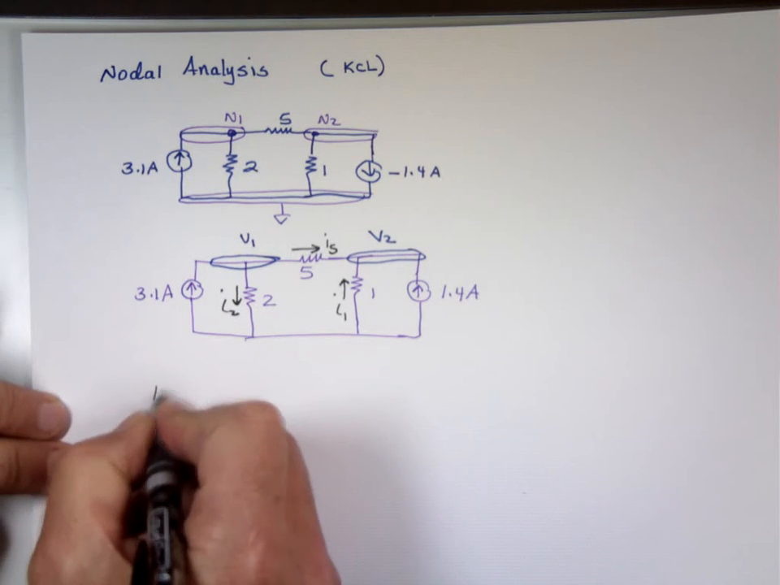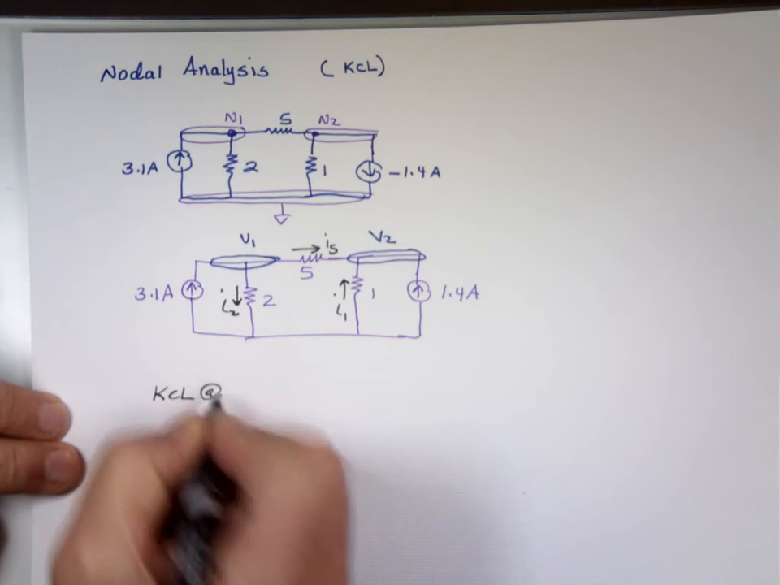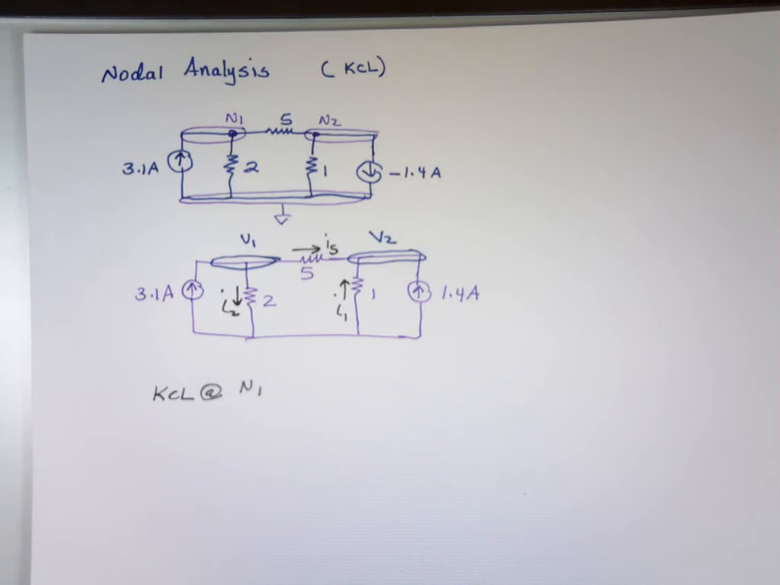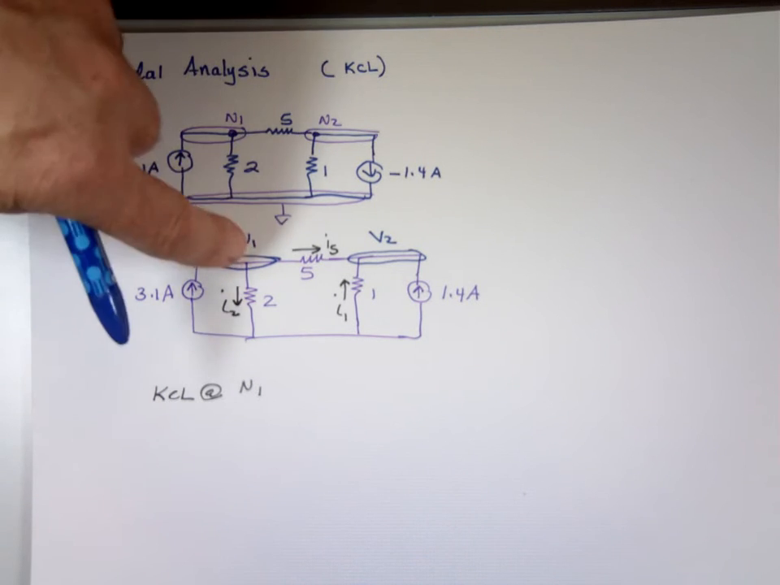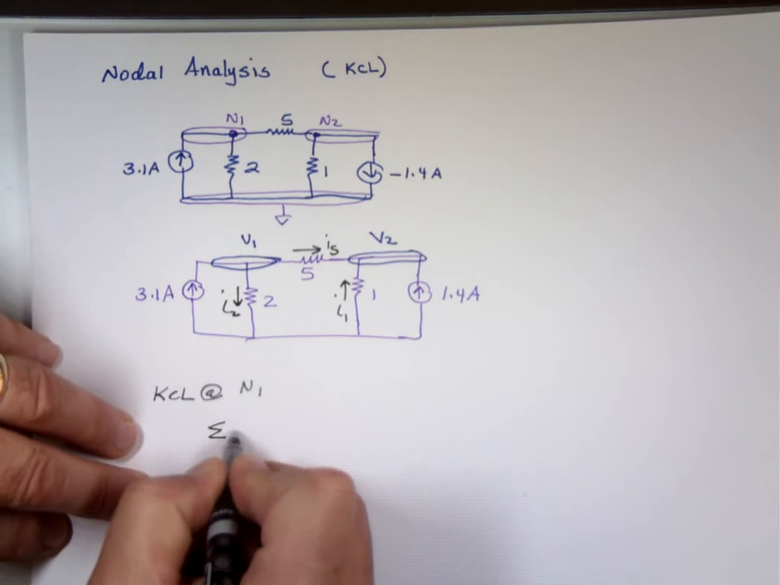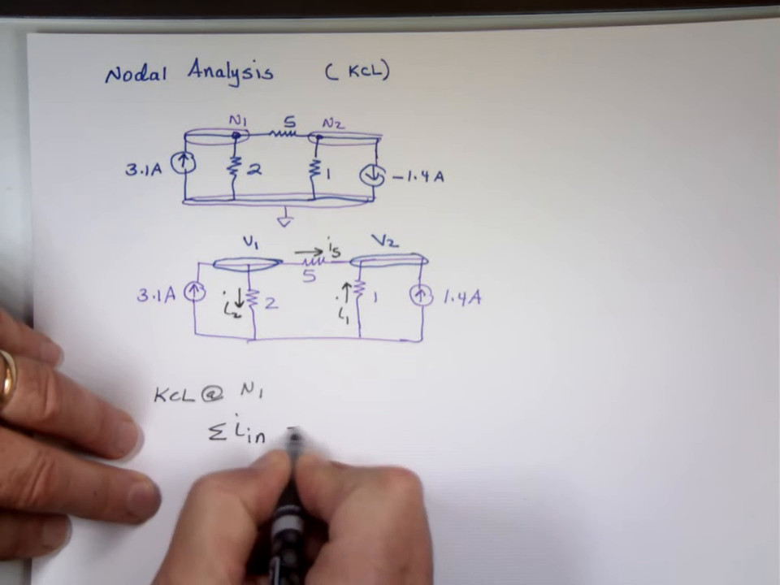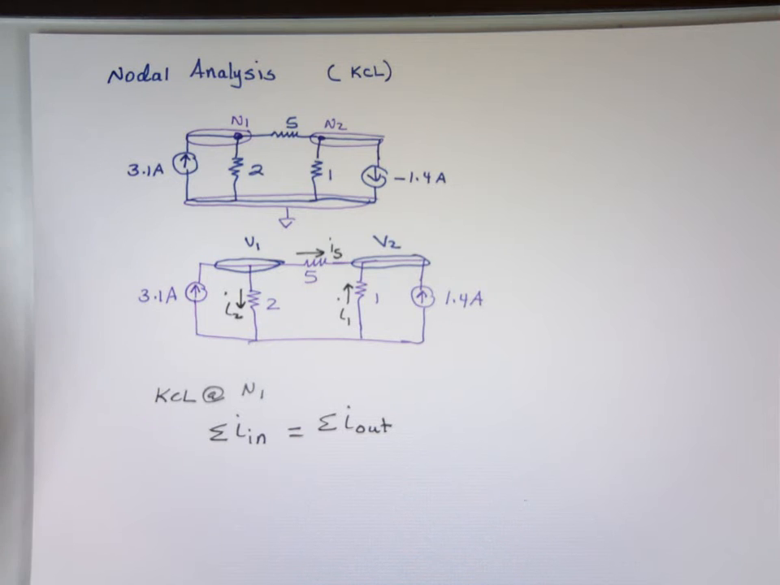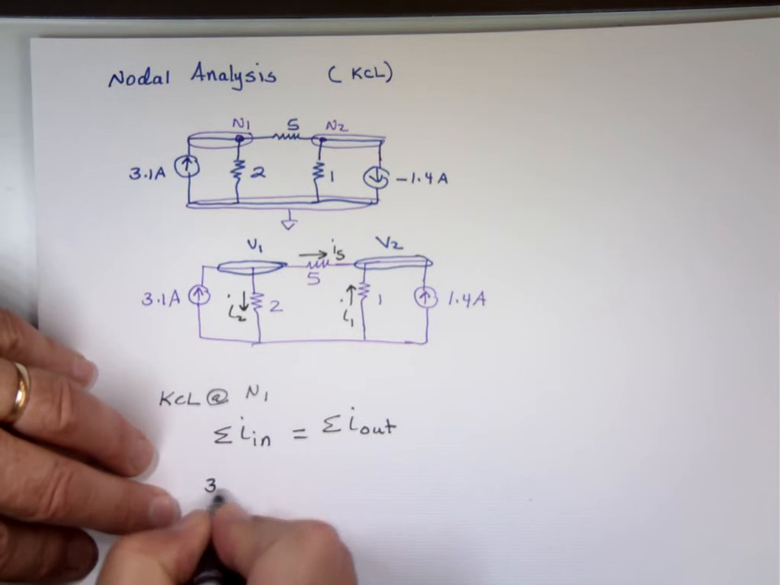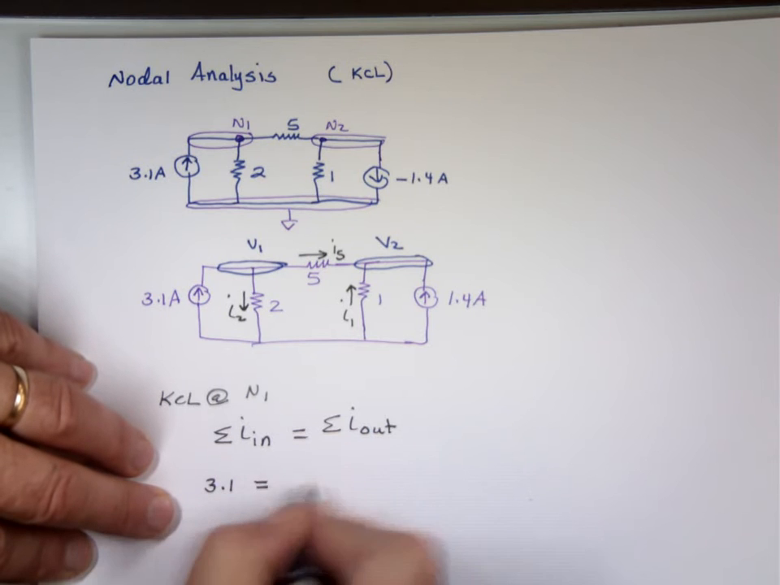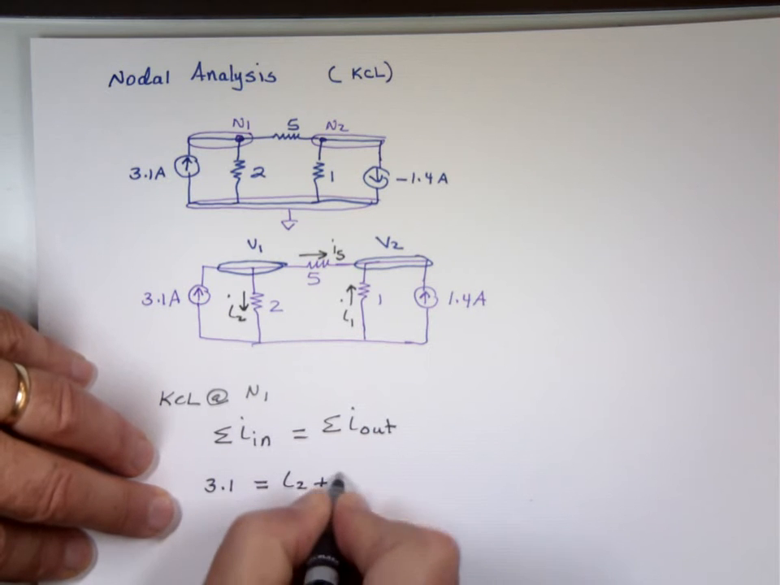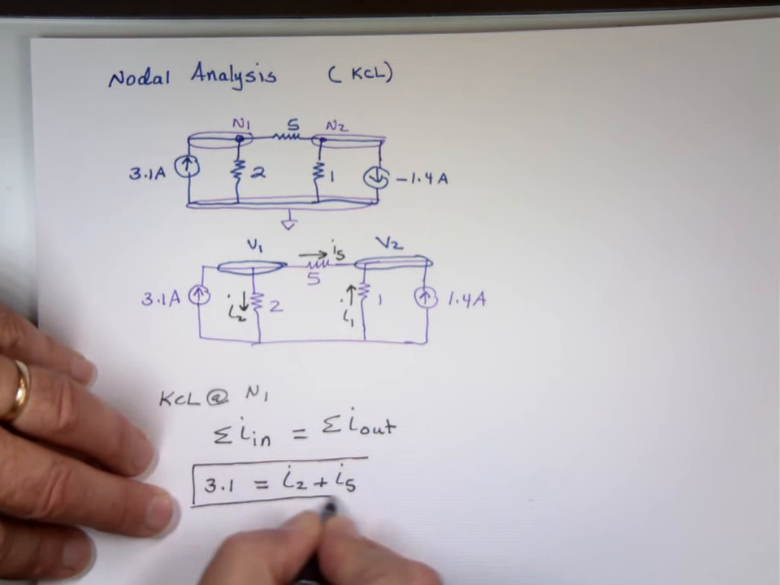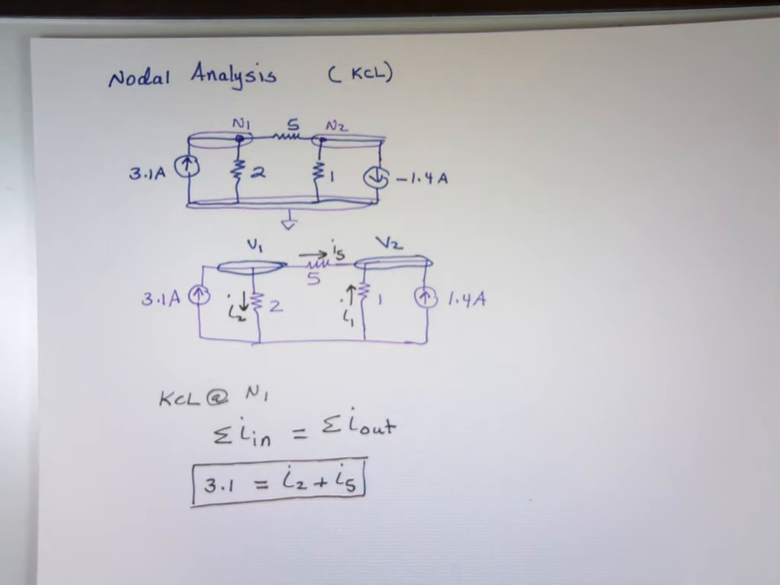So here we go. KCL at node 1. The top node, this one. Let's look at the current. What is the current going to that node? Remember, KCL says if you take all the current going into the node, it should equal all the current leaving that node. 3.1 A going to it. And what's leaving? I2 plus I5. Good. How many unknowns in that equation? Two. One equation, two unknowns, not good.